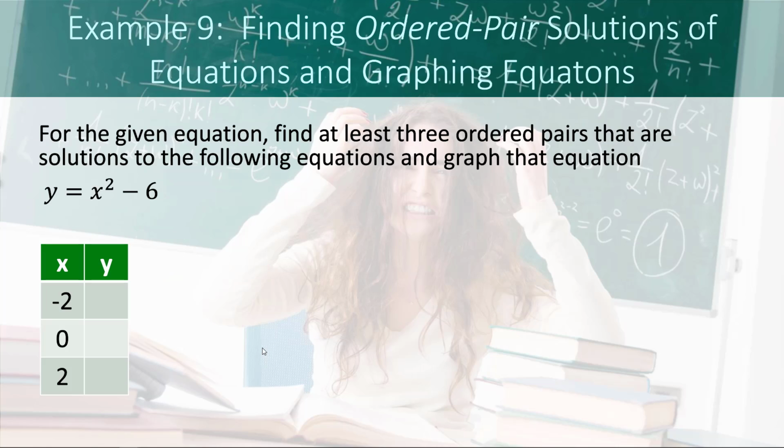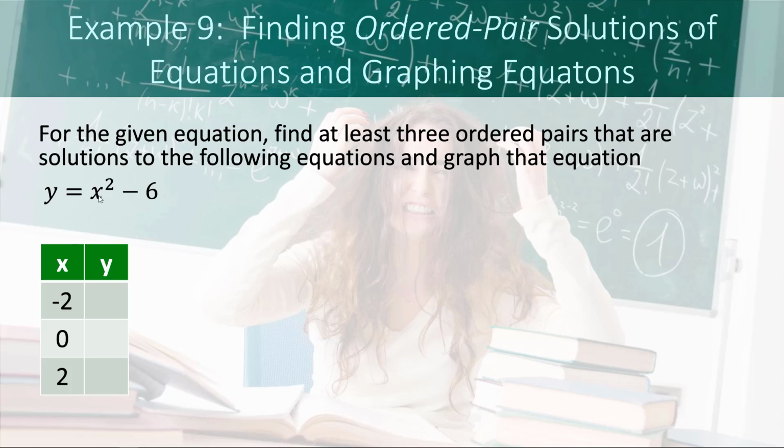Now, the last thing we want to talk about are finding ordered pair solutions for equations and graphs, and then graphing that equation. So here is our example. For the given equation, we want to find at least 3 ordered pairs that are solutions to the following equations, and we want to graph that equation. And here it is. We have y is equal to x squared minus 6. Okay? So basically we want to fill out the y coordinate for this table.